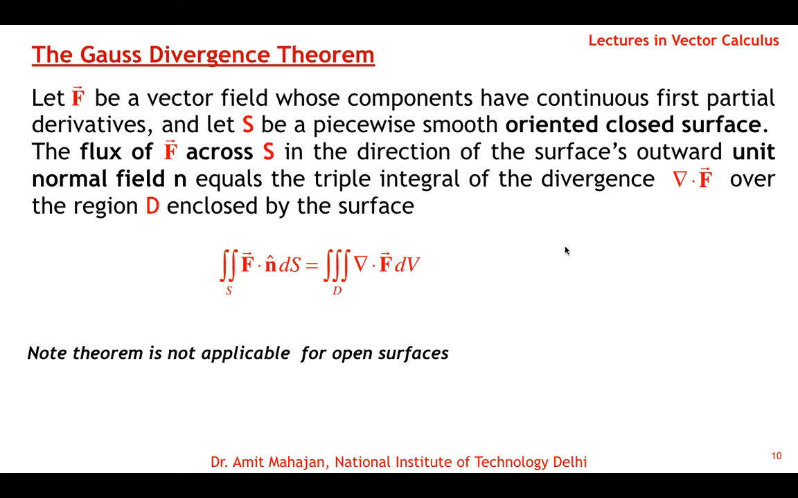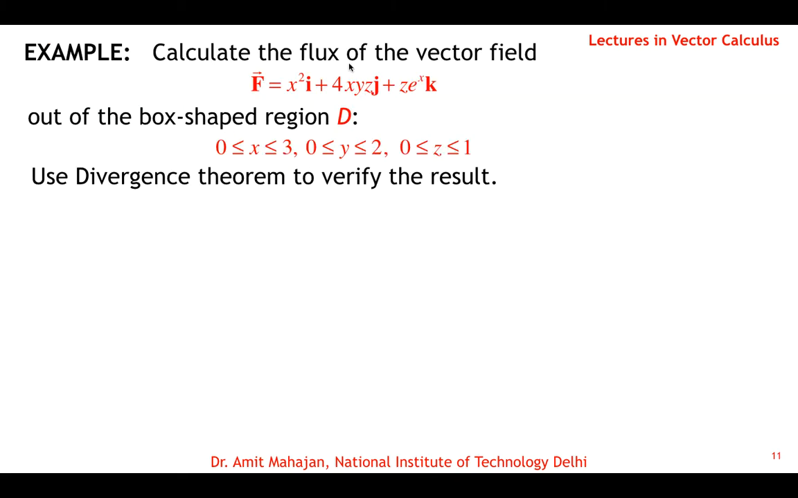Okay, say for example, calculate the flux of the vector field this out of the box shaped region D, where the box is given by x lying between 0 to 3, y 0 to 2 and z 0 to 1, and use the divergence theorem to verify the result. So we will find the flux by the double integral, and then we can also calculate it using the divergence theorem to prove that both give the same value. Only because the box shaped region is closed. You can clearly see the less than or equal to sign here, which makes sure that the surfaces are also part of the box.